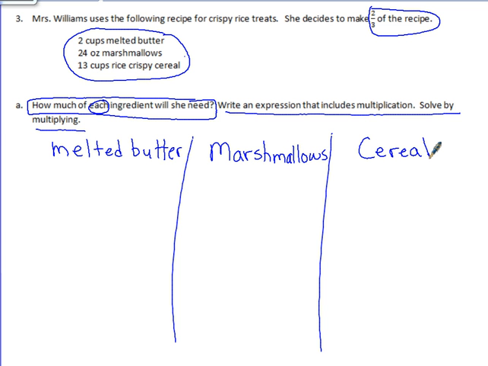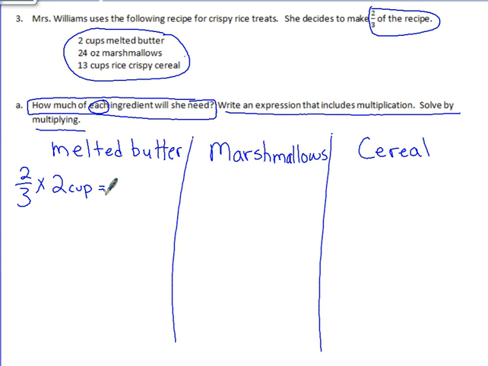Okay. We have to set up an equation for each. We want an expression. Expressions don't have equal signs. We need to solve them. So we'll start with an expression. We'll change it to an equation just by adding an equal sign. So we want 2/3 of the recipe. The recipe calls for 2 cups of melted butter. And we want 2/3 of it. Here's my 2 cups. I want 2/3 of it. 2/3 of 2 cups. Okay? 2/3 of 2 cups.